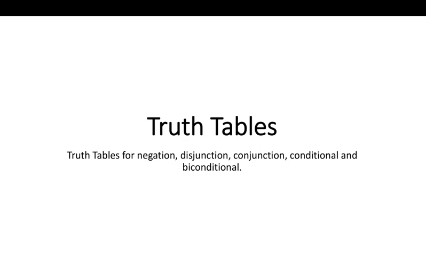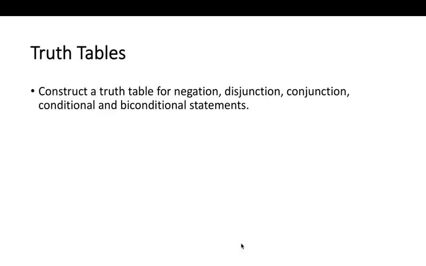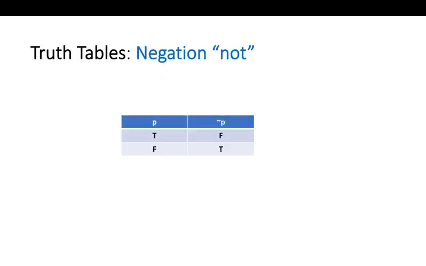We're talking about truth tables today. We're going to construct truth tables for negation, disjunction, conjunction, conditional, and biconditional statements. So mathematicians use truth tables to talk about the truth value of a statement for every single situation. What a truth table does is it shows you every single possible outcome. So when P is true or Q is false and R is true, all of those different situations need to be represented in our truth tables.